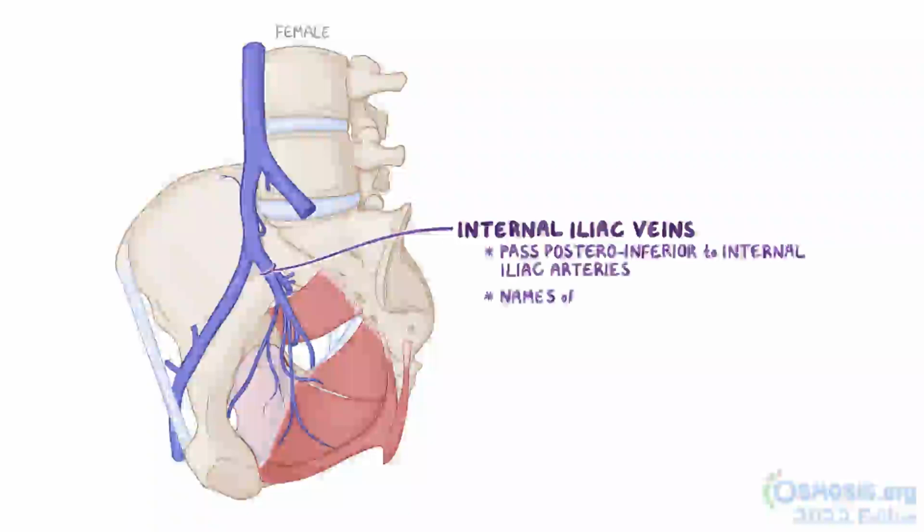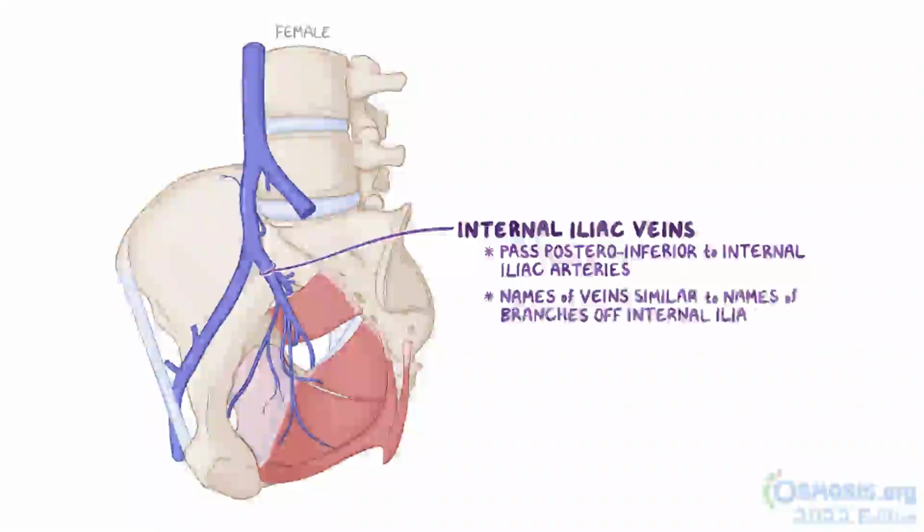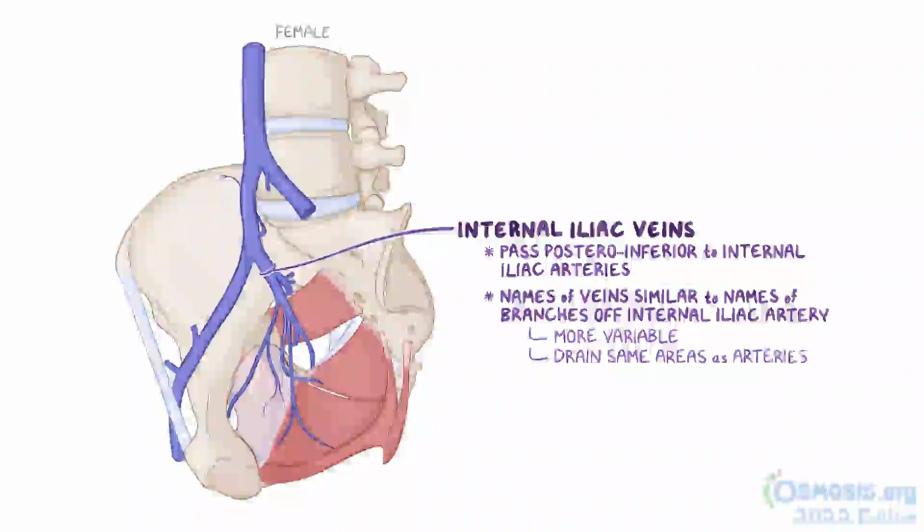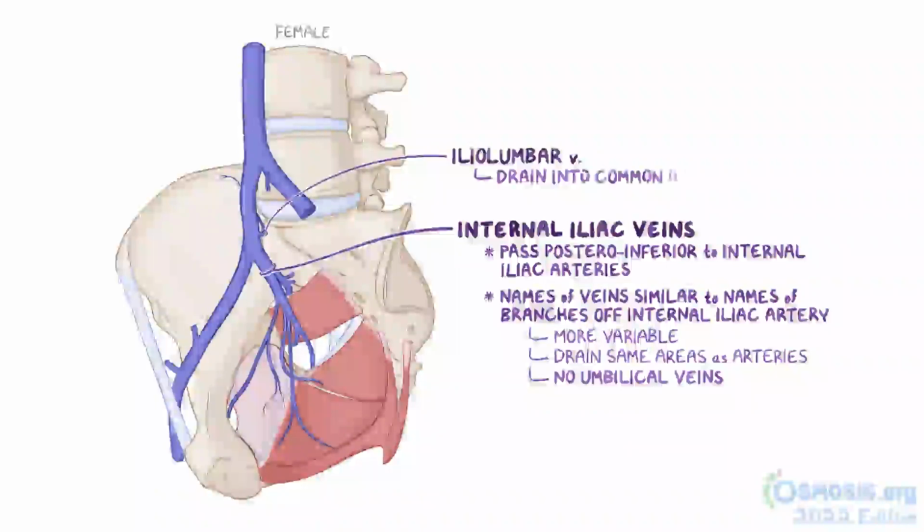Generally, the names of the venous tributaries that drain into the internal iliac veins are similar to the names of the branches that come off the internal iliac artery. However, they are more variable. Additionally, these tributaries drain the same areas that the arteries supply. Exceptions include the umbilical arteries, which don't have accompanying umbilical veins, as well as the iliolumbar veins, which originate in the iliac fossa and drain into the common iliac veins instead of the internal iliac veins.